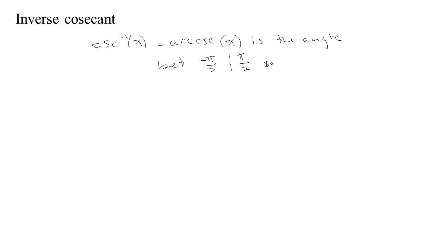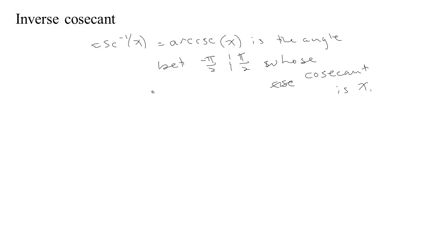So the cosecant inverse of a number, which is the same thing as the arc cosecant of that number, is the angle between minus pi halves and pi halves whose cosecant is the given number x.